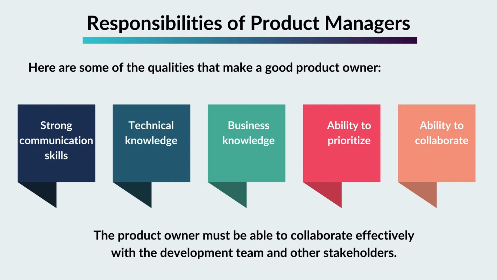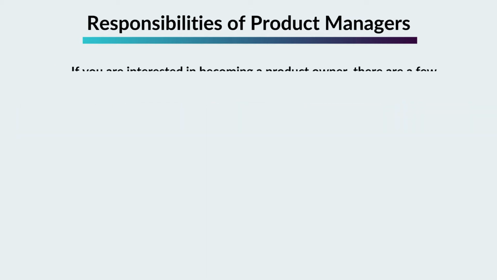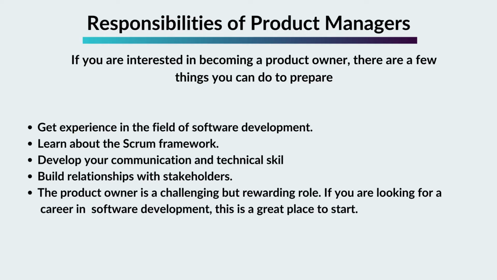If you are interested in becoming a product owner, there are a few things you can do to prepare. Get experience in the field of software development. Learn about the Scrum Framework. Develop your communication and technical skills. Build relationships with stakeholders. The product owner is a challenging but rewarding role. If you are looking for a career in software development, this is a great place to start.